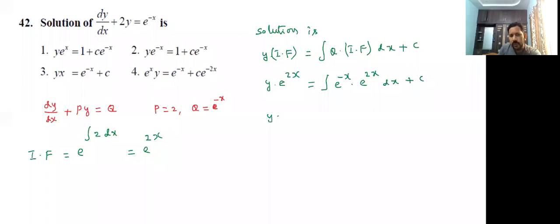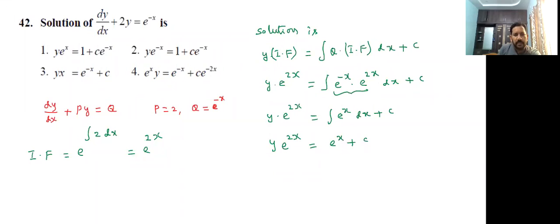Now y into e power 2x is equal to, here observe that the bases are equal, so the powers should be added, and you will get e power x dx. What is integration of e power x dx, students? That is e power x, or not? y into e power 2x is equal to e power x plus c.